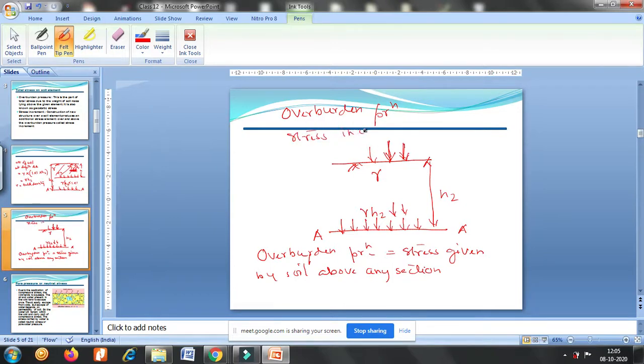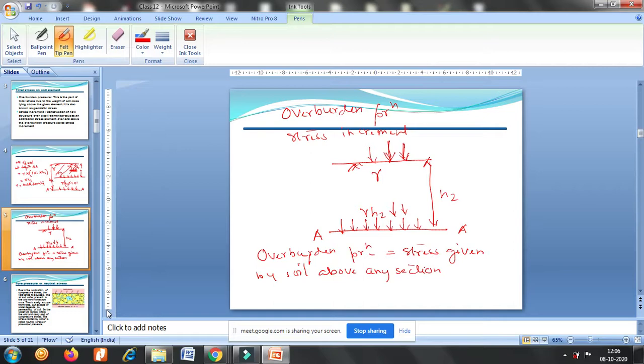Stress increment is the stress given by the construction of any additional load, any structure like the footing of a foundation. If we construct it, then that will give one additional stress, that is called the stress increment. Both fall in the category of total stress. Total stress is the stress given by the soil above any section, or the stress increment, which is the stress given by the additional load placed on the ground surface.